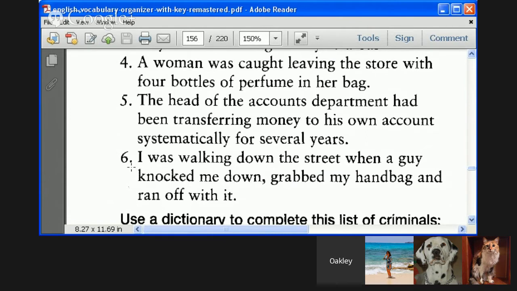Watch your past tense verbs a little better there. Knocked me down. Grab, b, is a voiced sound, so grabbed. Grabbed, with a D sound immediately following the B.